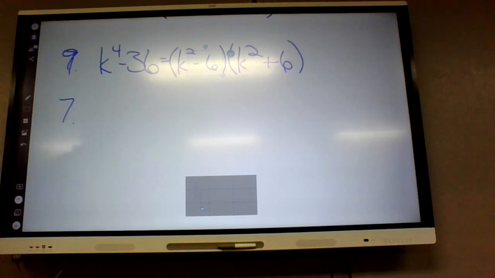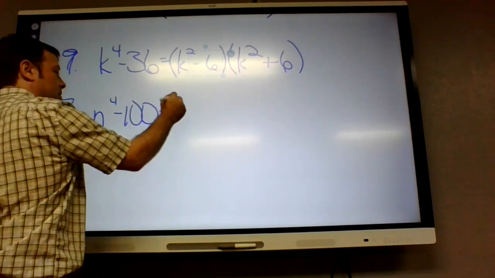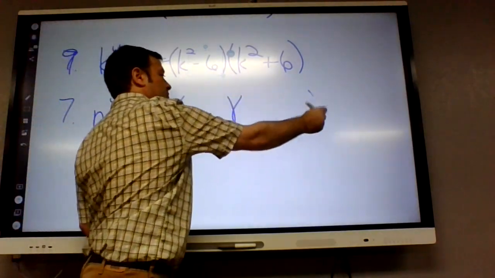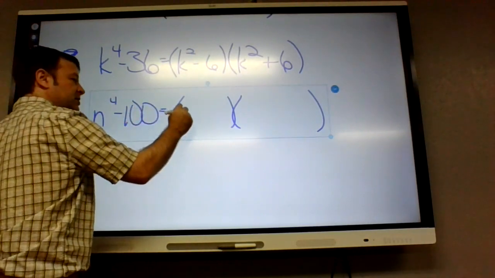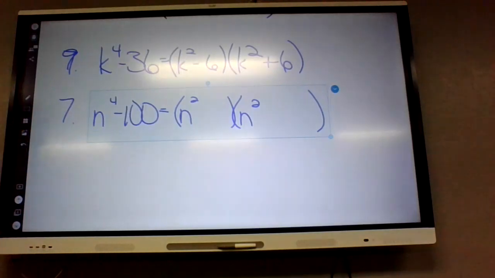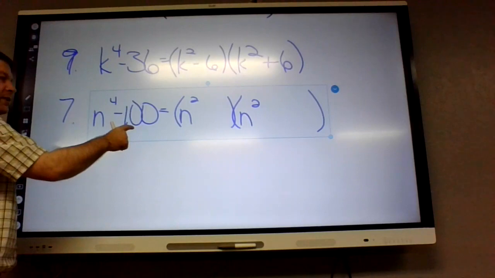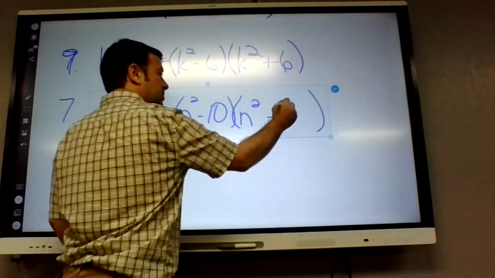Number 7. Okay, looks like a square minus a square. What goes into the n to the 4th? n squared times n squared. Remember, when you're multiplying letters, variables, you add the exponents. n squared times n squared is n to the 4th. Okay, what goes into negative 100? Negative 10 and plus 10.